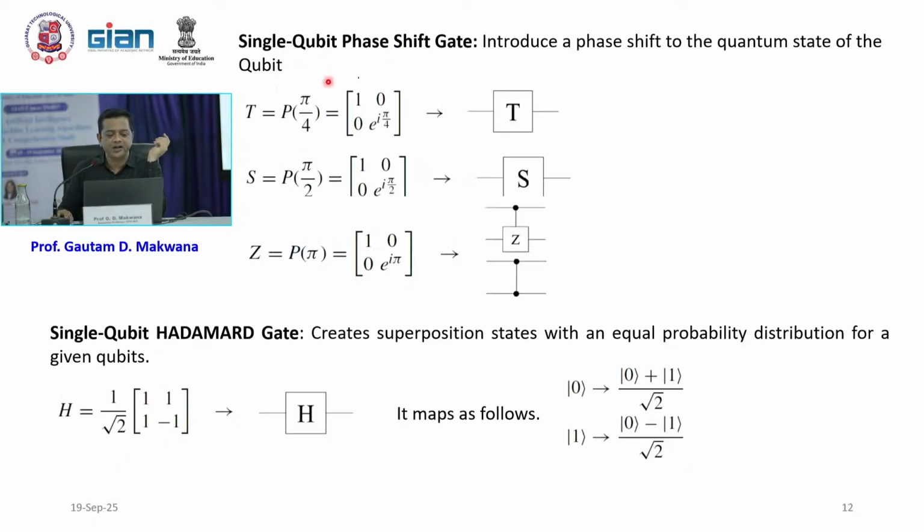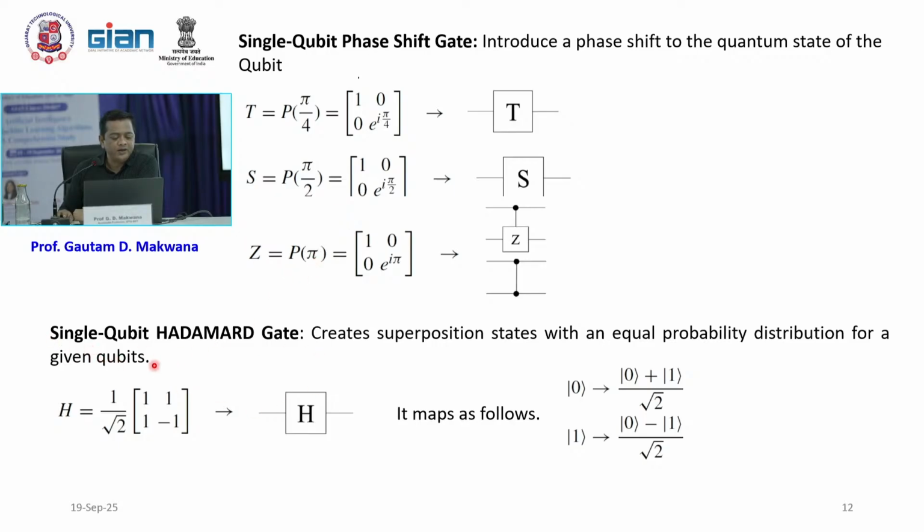In the same way, there are single qubit phase shift gates. So this is the T gate, which introduces a phase shift to the quantum state of the qubit. T equals P of pi by 4, so it will introduce a phase shift of pi by 4, and this is the notation. The pi by 2 phase shift is the S gate, and this is the notation for the Z gate. It is a phase shift of pi.